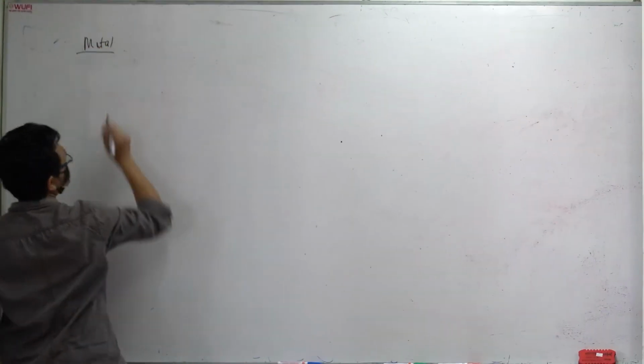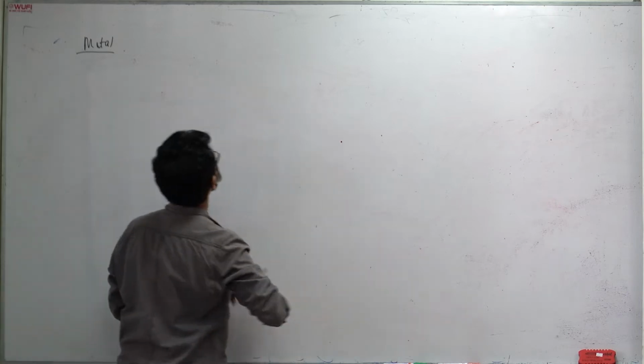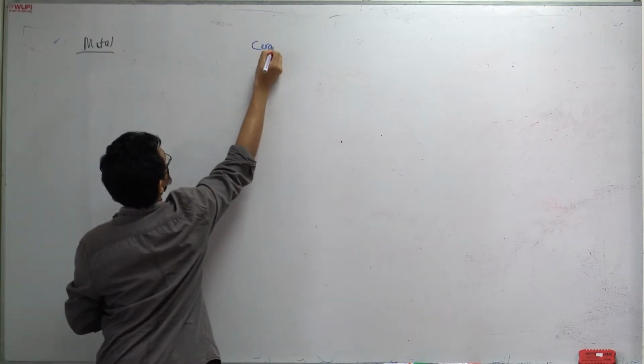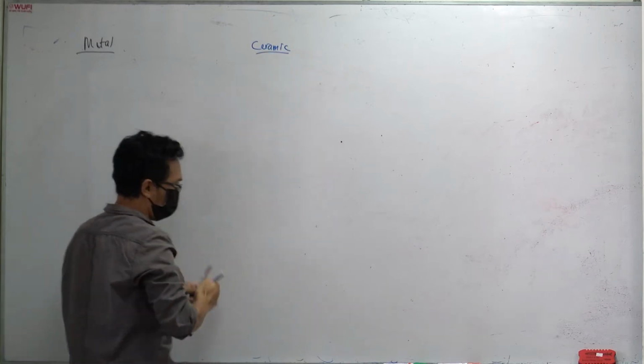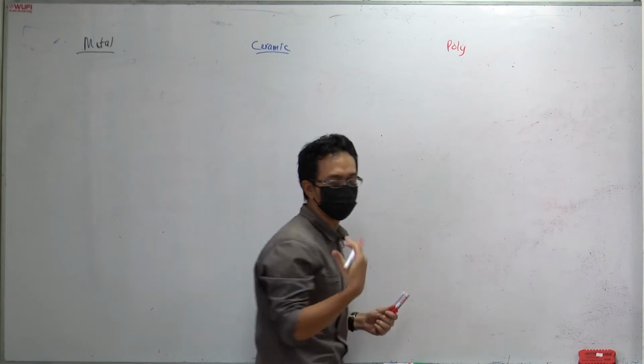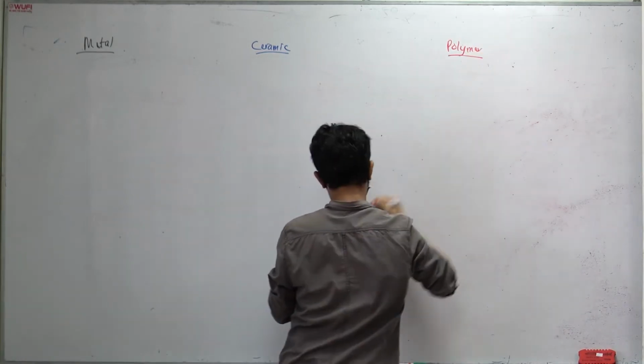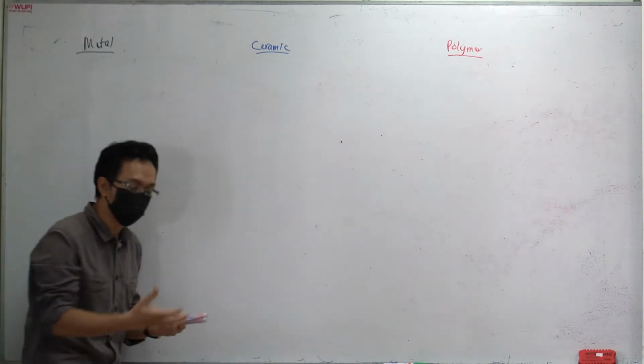Metal. We have done metal, we have done ceramic. Let me put in blue here: ceramic. And then today we want to talk about the polymer. I'll just give you an introduction about the polymer. Okay, so let's talk about the metal first. Just recap a little bit.